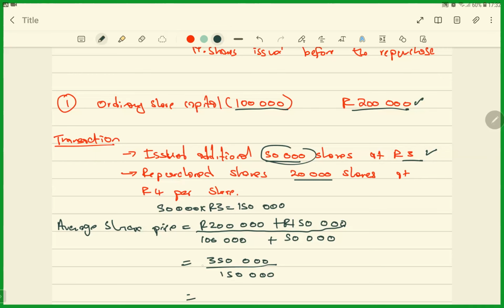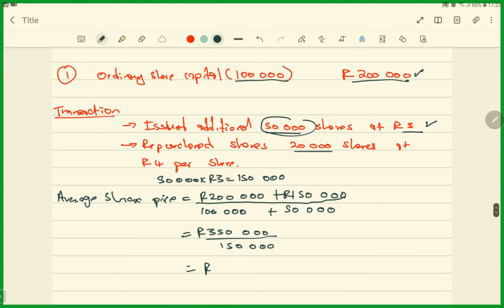Sorry, can I just calculate quickly? Yeah, calculate. I think it will be 310 cents, if I'm not mistaken. So is that 350,000 divided by 150,000? 350. Yes. I'm getting 2.33. Point 2.33. Yes, sir.